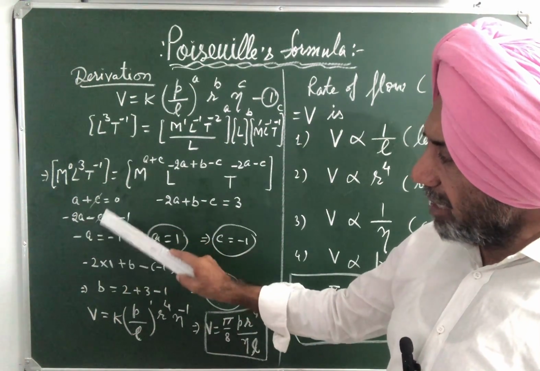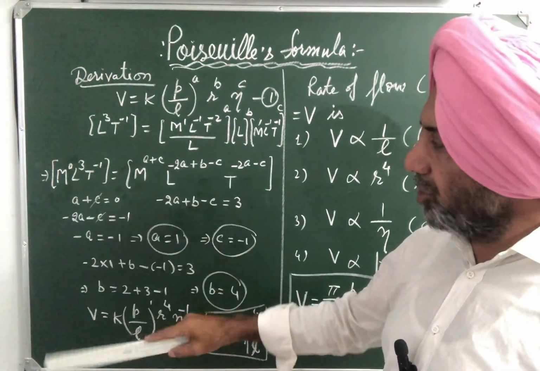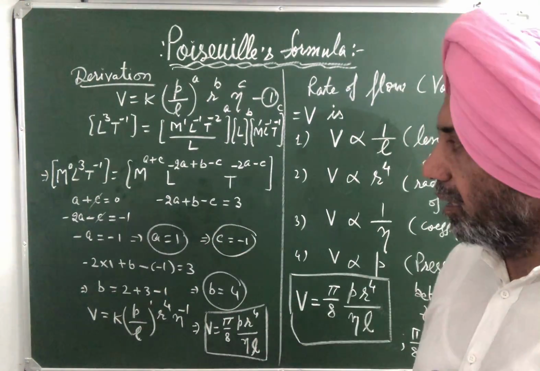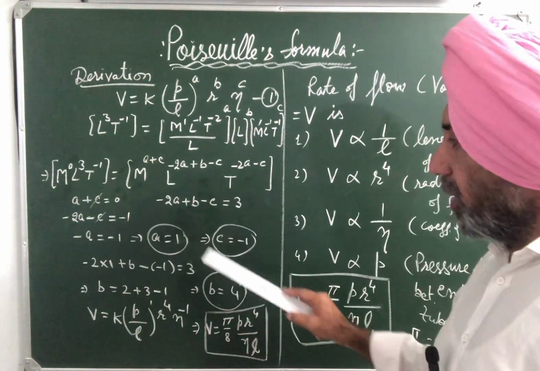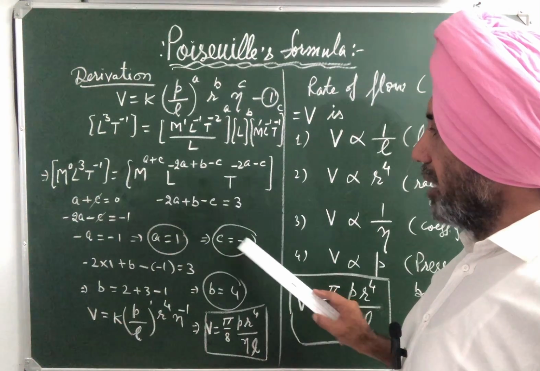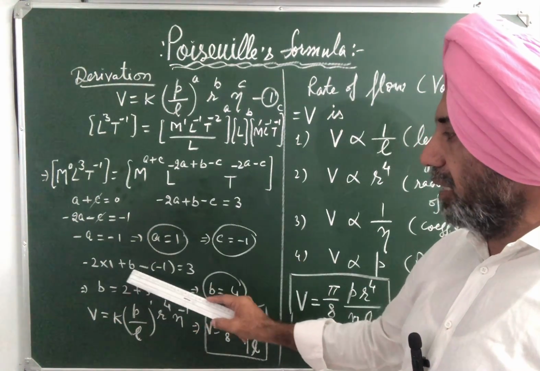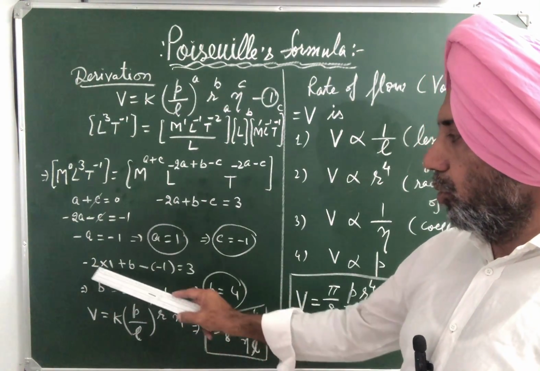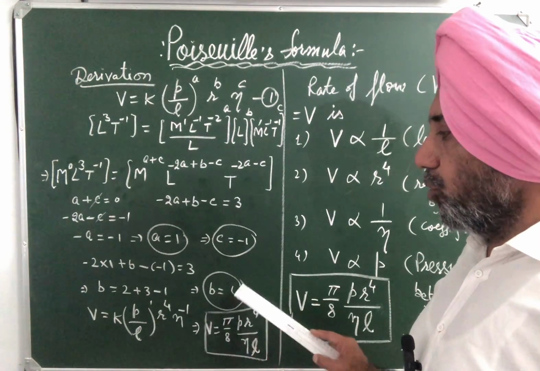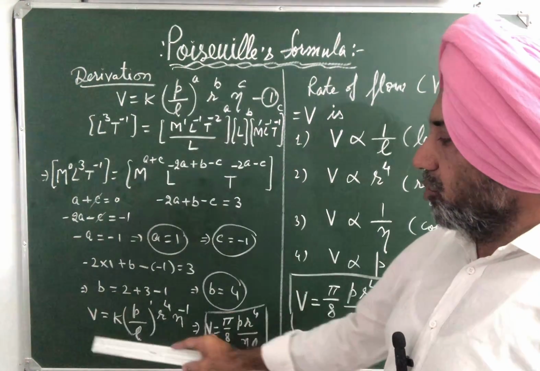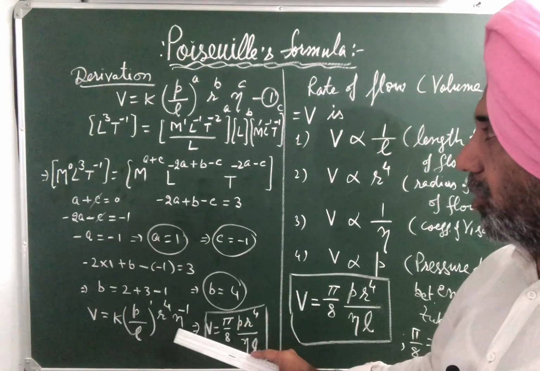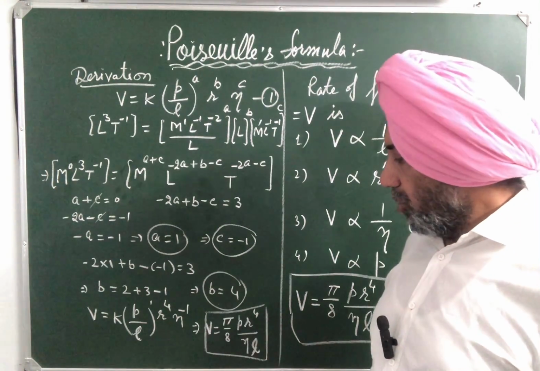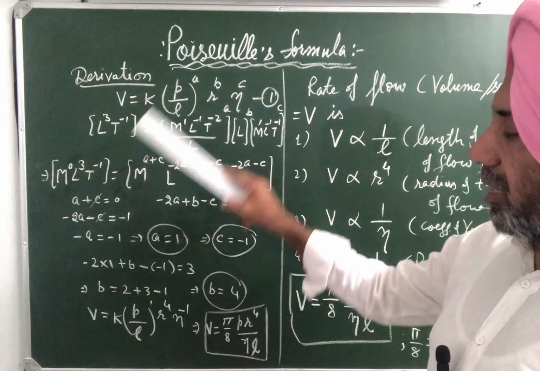So from these two equations, C cancels. If we add the first and third equation, minus 2A plus A is equal to minus A is equal to minus 1, or A is equal to 1. If A is equal to 1 from this equation, C is equal to minus 1. So putting A is equal to 1, C is equal to minus 1 in this equation, we have minus 2 into 1 plus B minus 1 into minus 1 is equal to 3. Or simplifying, B is equal to 2 plus 3 minus 1, that is B is equal to 4. Substituting these values in equation number 1, we have V is equal to K, P power 1 L power minus 1, R power 4, eta power minus 1, or V is equal to pi by 8, P R 4 upon eta L, because the value of the constant cannot be obtained using this method of dimensions.